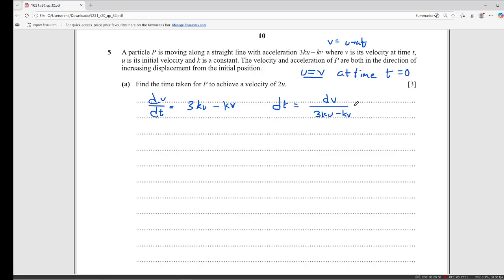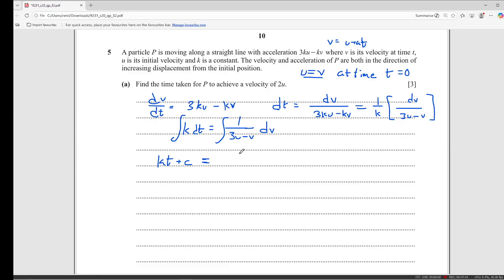But I think I can make my life a bit easier if I just factorize 1 by k out of this. Then I'd be getting dv times 1 over 3u minus v. I think it makes my life a bit easier. So now we have k dt equals 1 over 3u minus v dv. Now what I can do is integrate both sides to get rid of the dt and dv. So integrating k with respect to t will give me kt plus c. Remember we write the plus c whenever we're integrating.